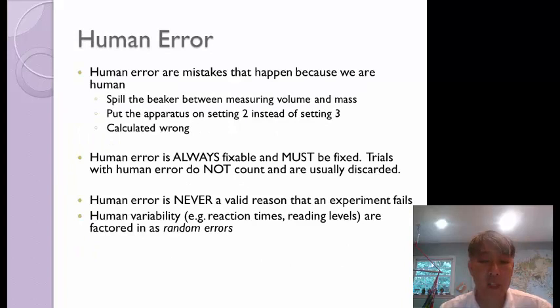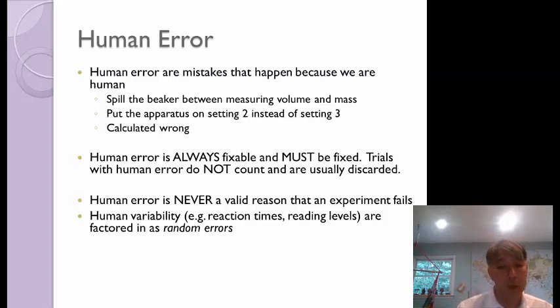The last error I hope to never really see is human error. But we're all human, and mistakes are going to happen, so that's okay. What is not okay is using those measurements in our lab anyway. Human error is always fixable, and for the lab to really count, it must be fixed. Any trials with human error, like you spilled the beaker or you put the apparatus on setting 2 instead of setting 3, simply do not count and are usually discarded.